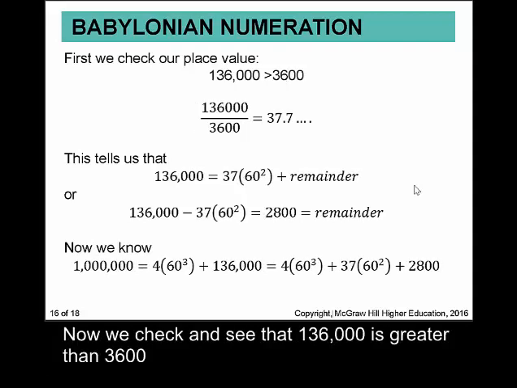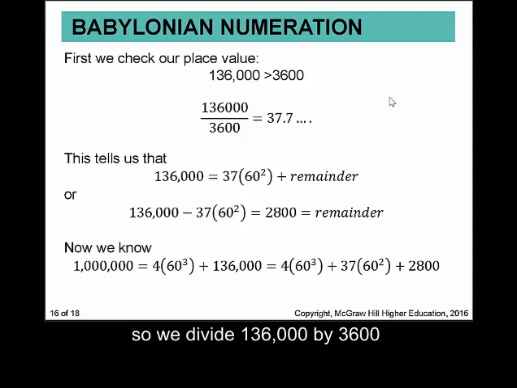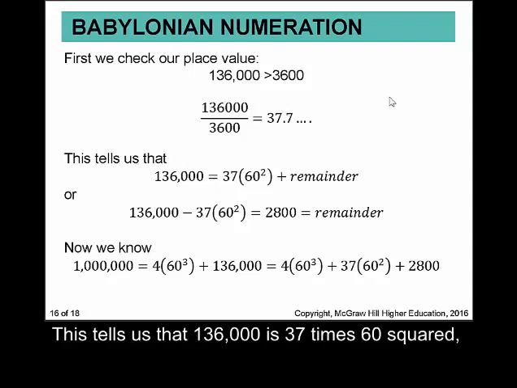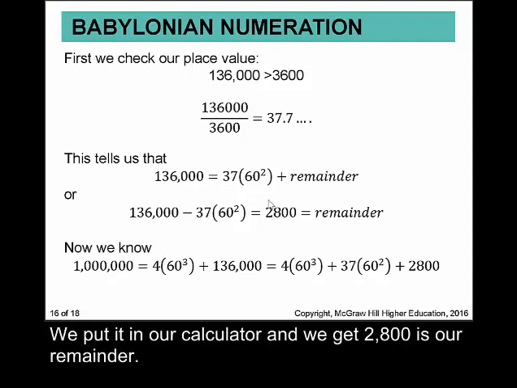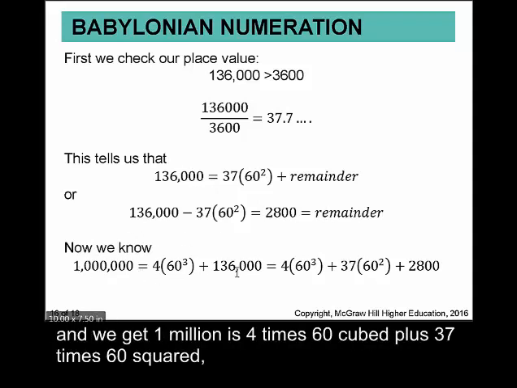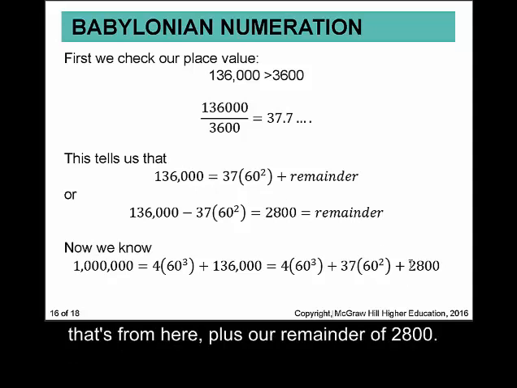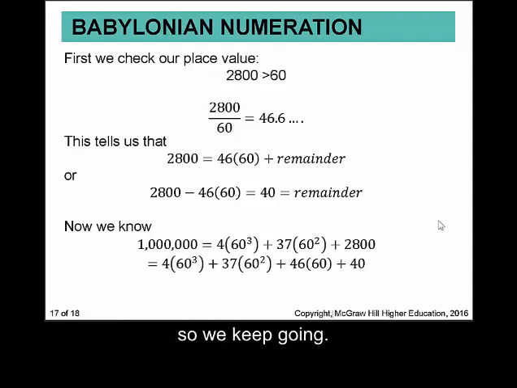Now we check and see that 136,000 is greater than 3,600. So we divide 136,000 by 3,600 and we get 37 and some decimal. This tells us that 136,000 is 37 times 60 squared, that's 3,600, plus a remainder. We subtract that over, we put it in our calculator, and we get 2,800 is our remainder. So now we can run that all together and we get 1 million is 4 times 60 cubed plus 37 times 60 squared, that's from here, plus our remainder of 2,800. And again, that's bigger than 59, so we keep going.